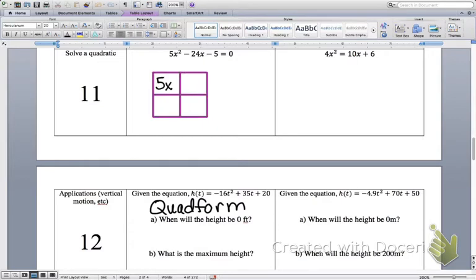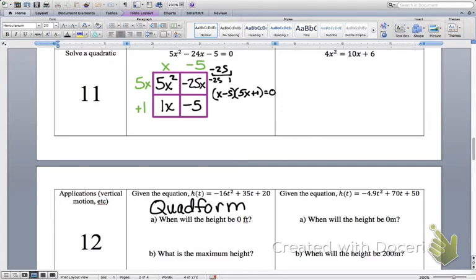First term goes in the top left, last term goes in the bottom right, multiply the two together to get our magic number. We need to look for two numbers that multiply to negative 25 and add to negative 24. Those are negative 25 and positive 1. Factor to the left and factor to the top. Write it as a product of two binomials and set it equal to 0.